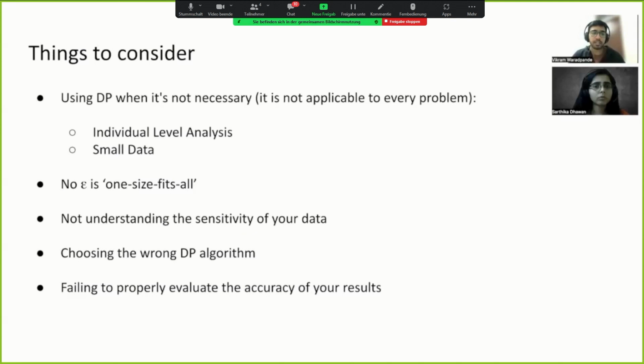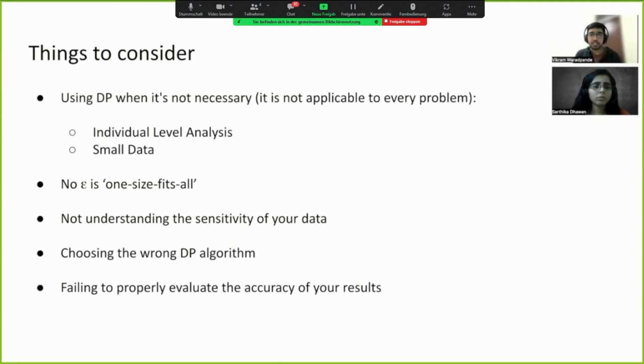Now let's turn our attention to some of the things that we should consider while implementing differentially private algorithms. The first one is using differential privacy when it's not necessary. It is not applicable to every problem, that is, not every problem demands differential privacy. For example, individual level analysis. Imagine a bank is trying to find out whether a particular person's bank activity is fraudulent or not. In this case, the bank actually has an interest in knowing the exact activity that a particular individual is doing. So differential privacy would not be the right solution, because we actually want to do individual level analysis.